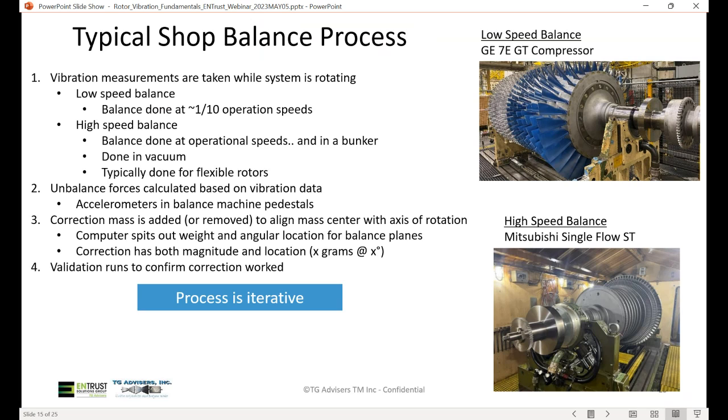An example of low speed balance is the upper right picture. This is a 7E GE turbine compressor. High speed balance is a Mitsubishi single flow steam turbine.